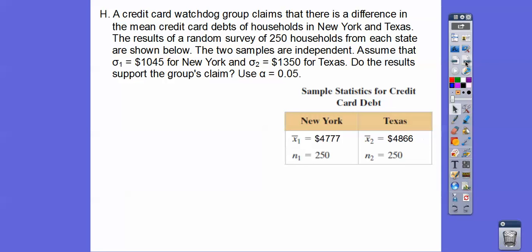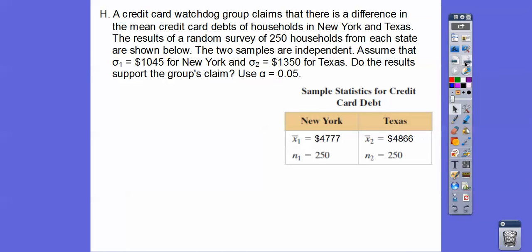A credit card watchdog group claims that there is a difference in the mean credit card debts of households in New York and Texas. The result shows a random survey of 250 households from each state. The two samples are independent, so that's important right there. This is important, a random sample. The sample sizes are important because it doesn't say it's normal in here. I don't see anything about normal, but the sample sizes are large. And here's the population standard deviation for New York and the population standard deviation for Texas. So do the results support the group's claim? We're going to use a 5% level.